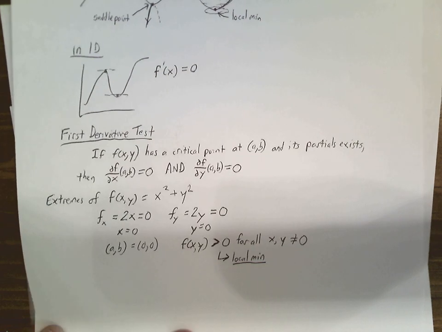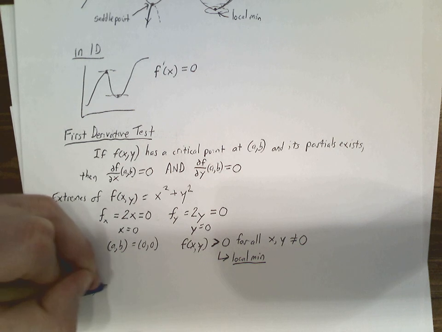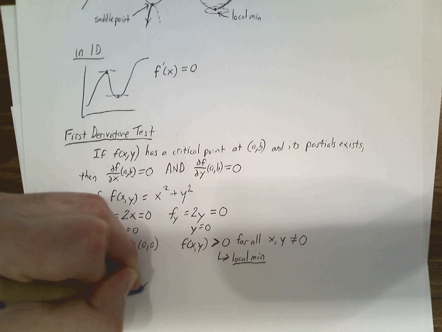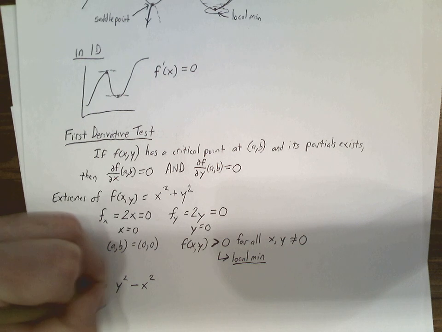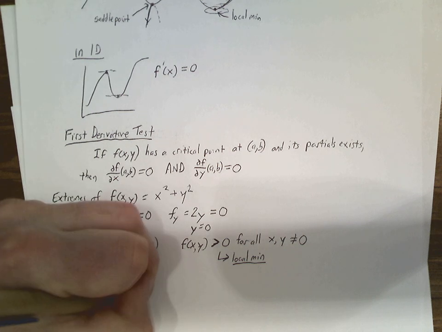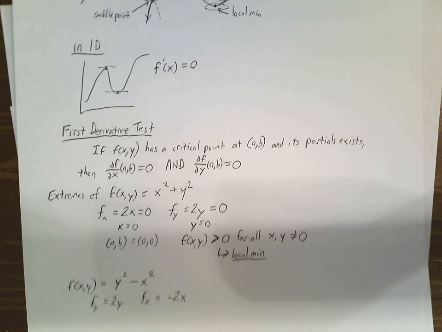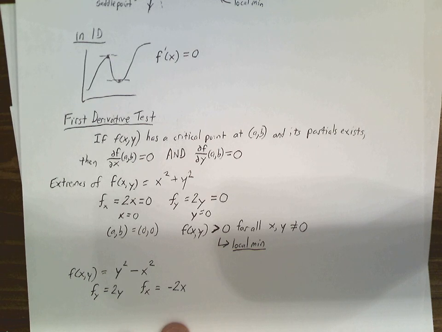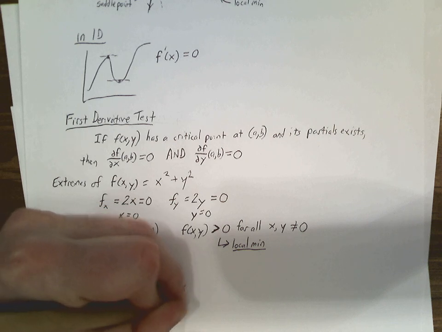So that's one example. We can try another one, but we'll switch it up a little bit. Now f of x and y is equal to y squared minus x squared, switching it up with a minus sign. Our partial derivatives are going to look basically the same. We're going to get f sub y equals 2y, and f sub x equals negative 2x. Again, the only place that these are both equal to 0 is the origin. This will be equal to 0 when y is 0. This will be equal to 0 when x is 0. So basically, we have a critical point at (0, 0).